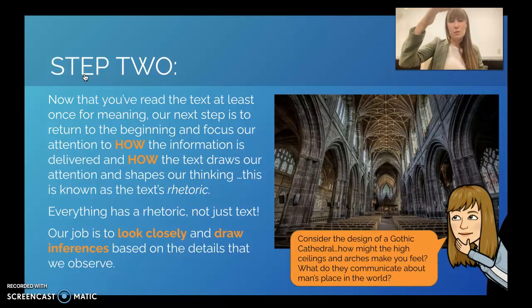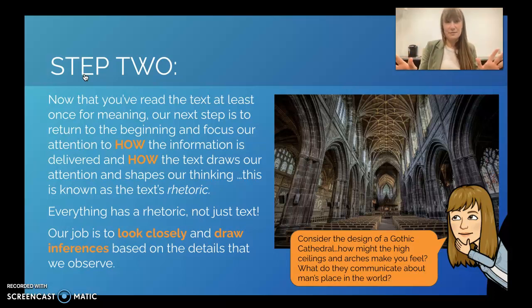Now, once we've made it through the entire text for that literal meaning, we go back again and we do it all over again, but now we have a different focus. Step 2 is that we want to focus on how the information is delivered and how the text draws our attention and shapes our thinking. So we call this the text rhetoric. Every single text that is written has an intention to have some sort of effect on us. And as we read it on that second pass, we want to be thinking about what kind of effect it is having on us, and how it is doing that.